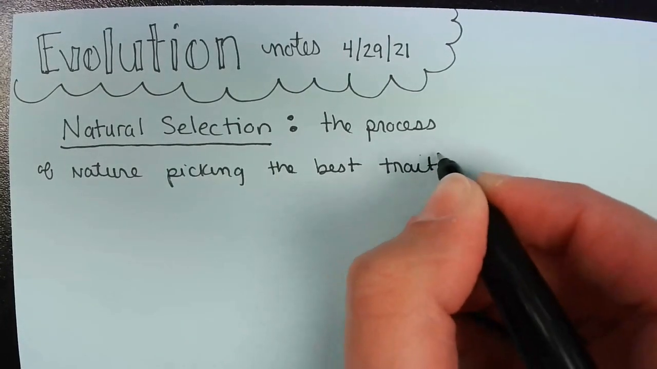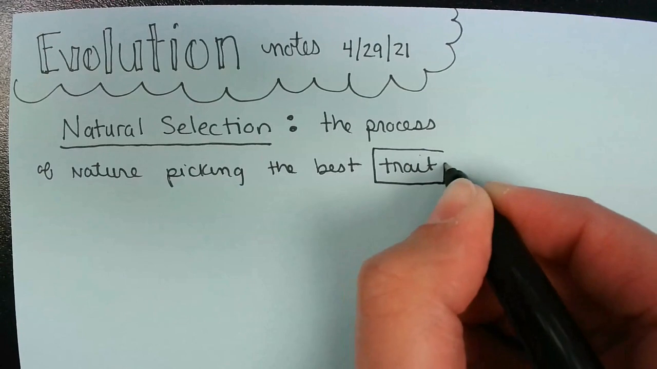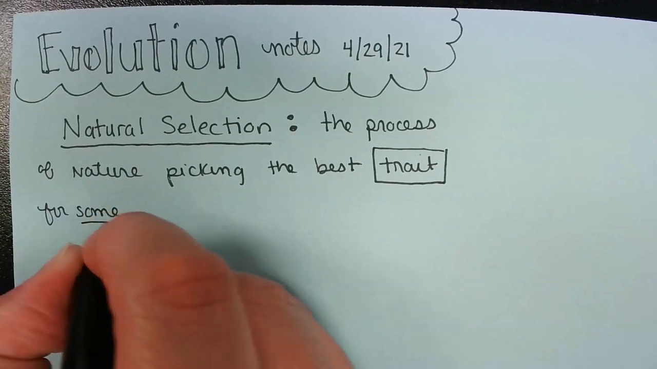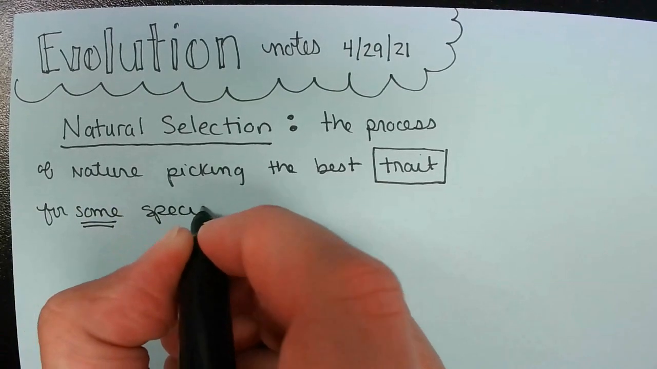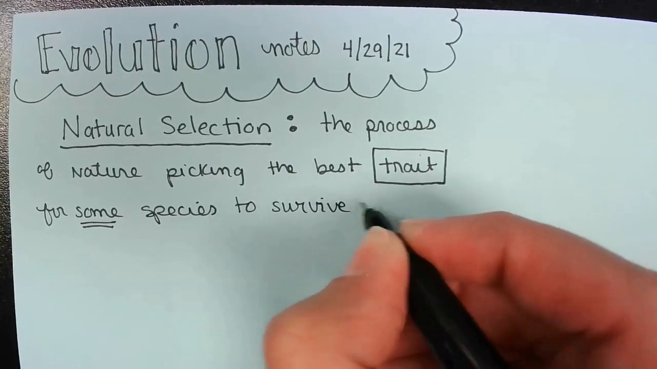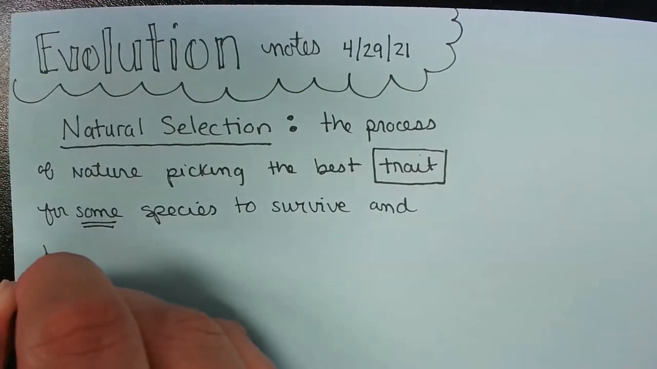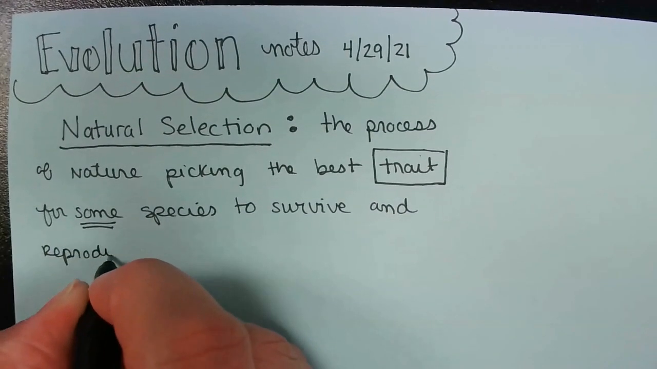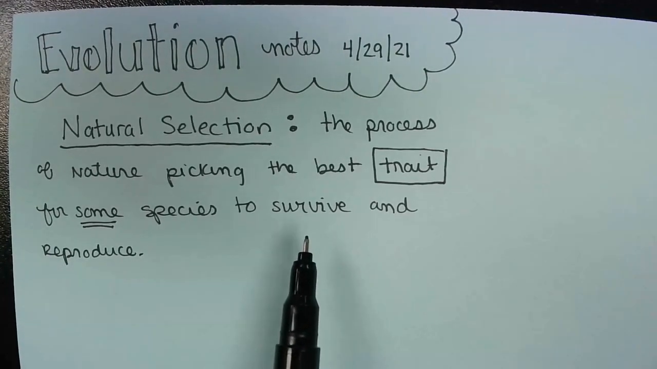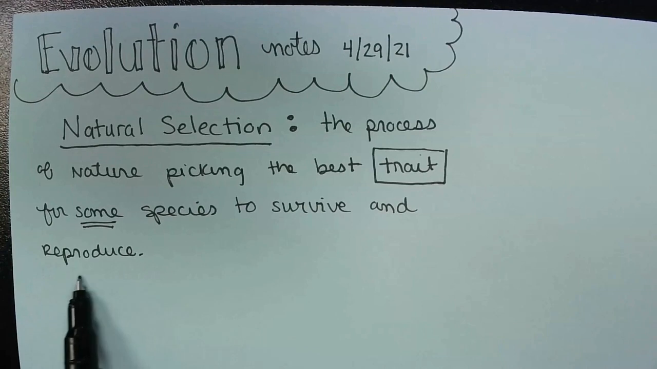trait. I'm going to put a box around this word trait because it's another kind of key word we want to talk about and we'll define for some, not all, species to survive and reproduce. What's really important about evolution for it to happen is that the species have to survive, which is great. They got to live. But not only that, they have to pass on their traits. They have to reproduce. They got to produce more offspring. Otherwise, the traits stop there. So that's our definition of natural selection.